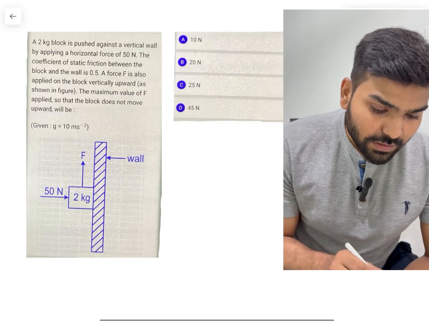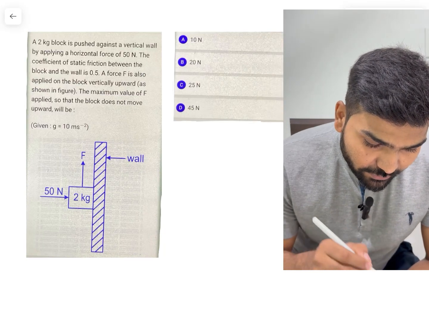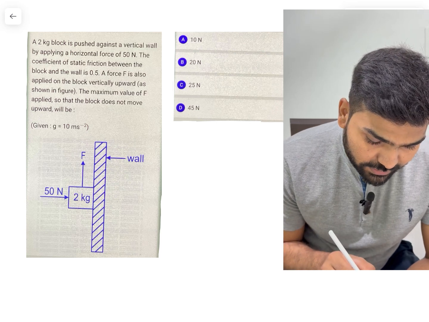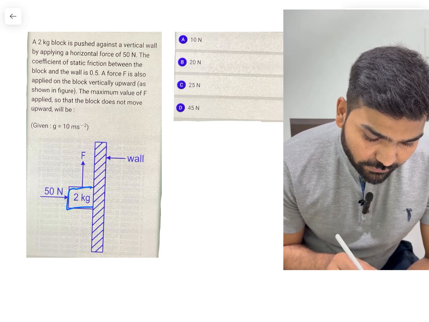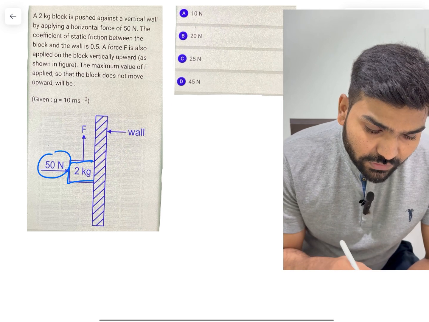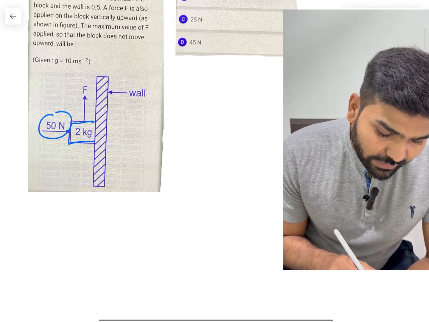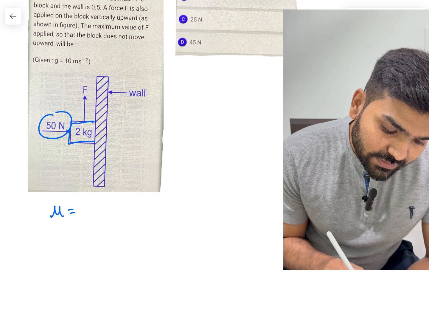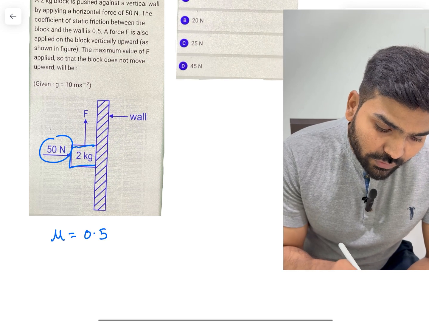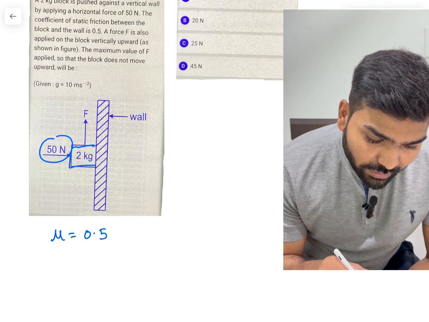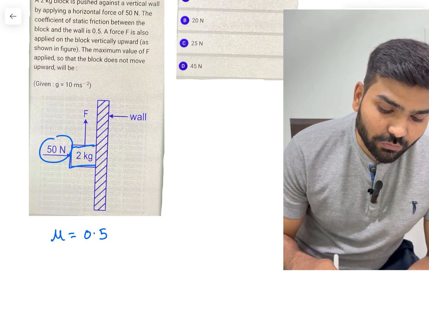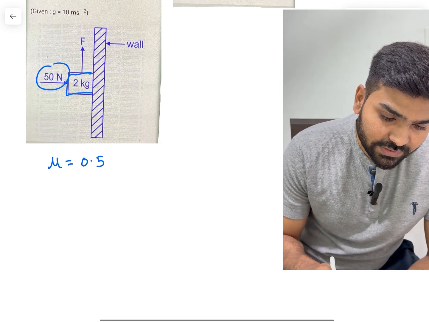The question says a 2 kg block is pushed against a vertical wall. So this 2 kg block is pushed against a vertical wall with a force of 50 Newton. The coefficient of static friction is given as 0.5, which means mu is 0.5. The force F is acting upwards as shown in the figure on the block. The maximum value of F we have to find out. The value of g is given as 10 meter per second square.